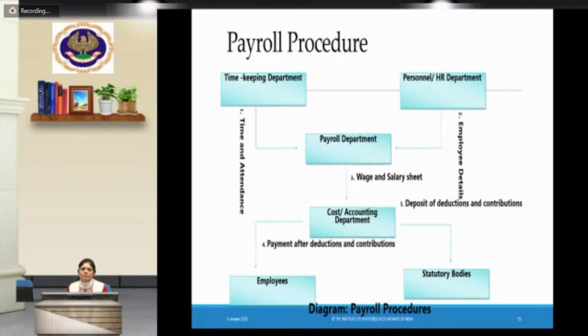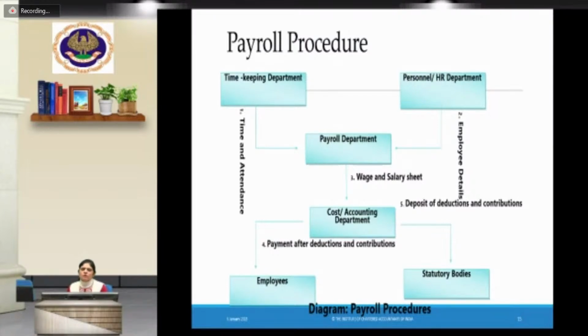The cost accounting department will give all the deductions that are necessary from the salary. Every employee or worker is not paid the full salary. There are some deductions which have to be made, which we will understand in the next slides. So after making all the necessary deductions from the gross salary or wages of an employee, the rest is paid to the employee as net salary.